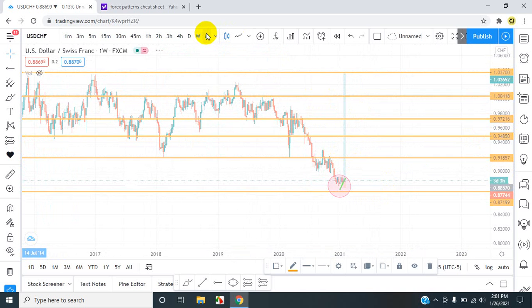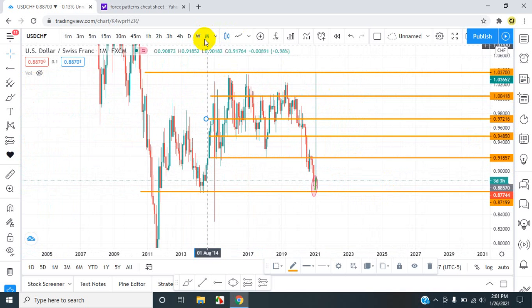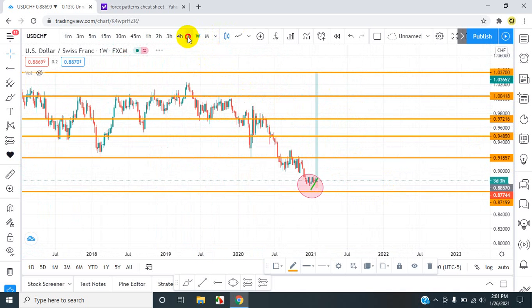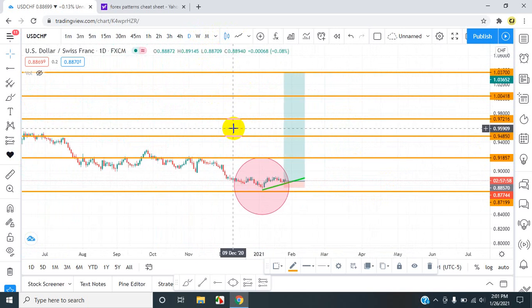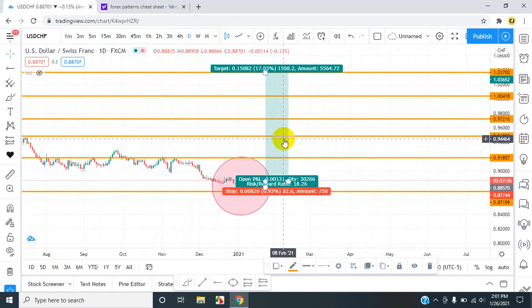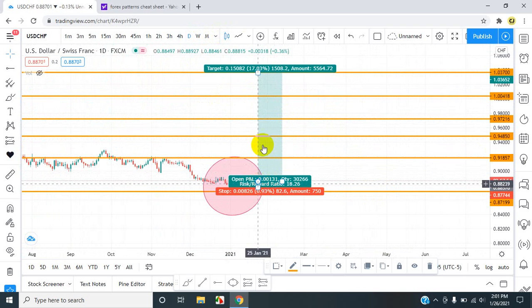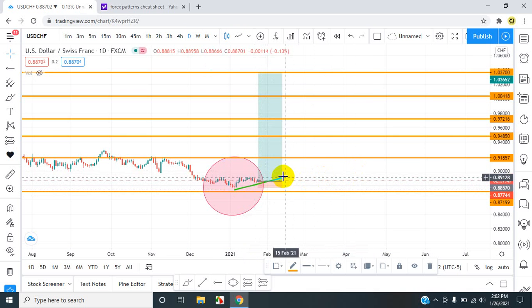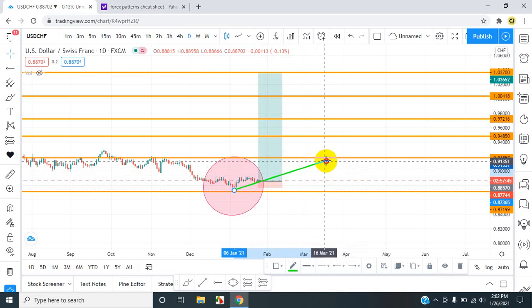So we'll go back to the monthly. Let's go to the daily. On the daily, we can see that if we took entry here, it'll give us a total of 1,508 pips. From there, we could take it to each SR line. The next SR line we can take it up to, as possible, will be right here in this area.